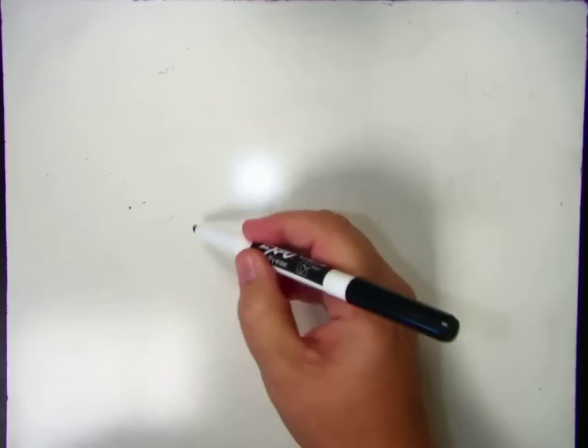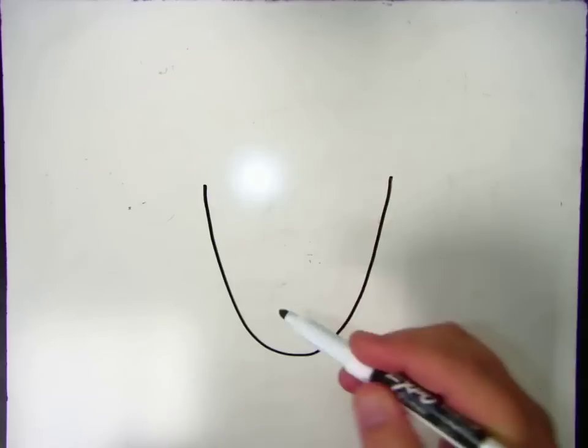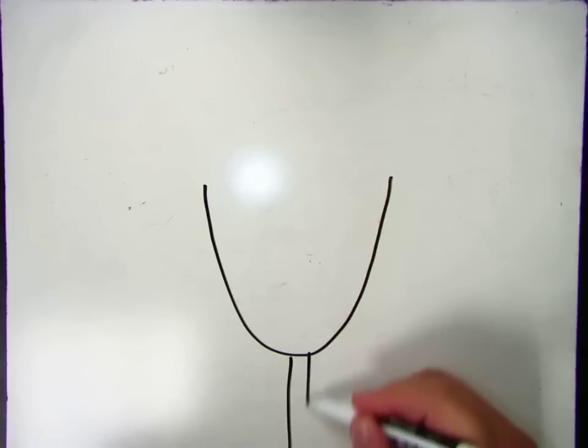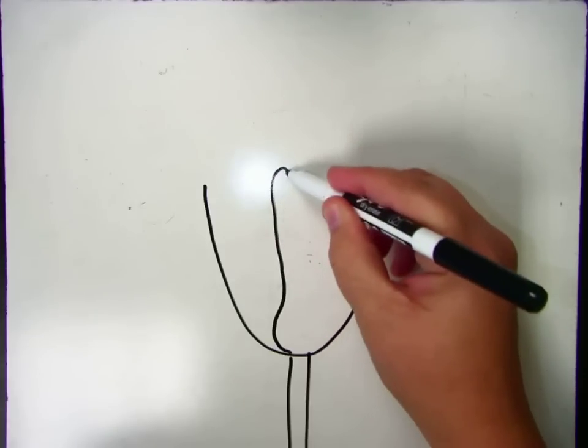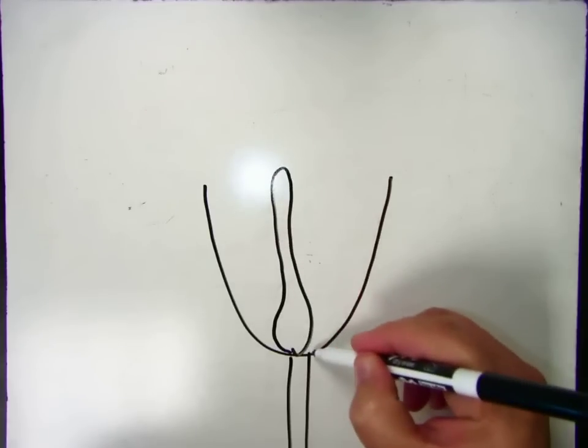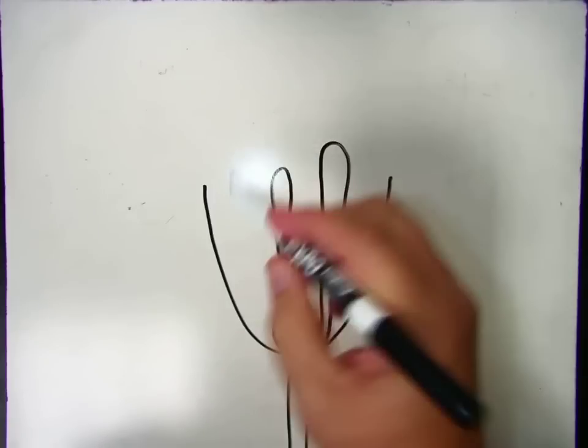Okay, so today we're going to talk about how flowering plants reproduce. And don't forget, reproduction is just making another one. So I'm just going to draw a cross section of a flower. And inside of the flower, we have a structure called a pistil and another structure called a stamen.